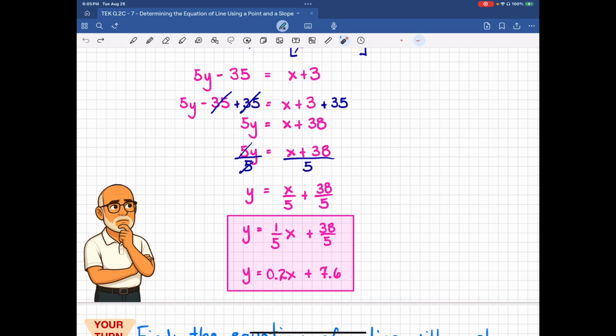So I have to get rid of this 5. How do I get rid of it? Well, what's happening to 5? Well, we're multiplying y times 5. What's the opposite of multiplying times 5? You're right. It's dividing by 5 because the opposite of multiplication is division. So I'm going to divide my left side by 5. But if I divide my left side by 5, what do I have to do to the right? I'm going to divide my right side by 5. So that's my next step right here.